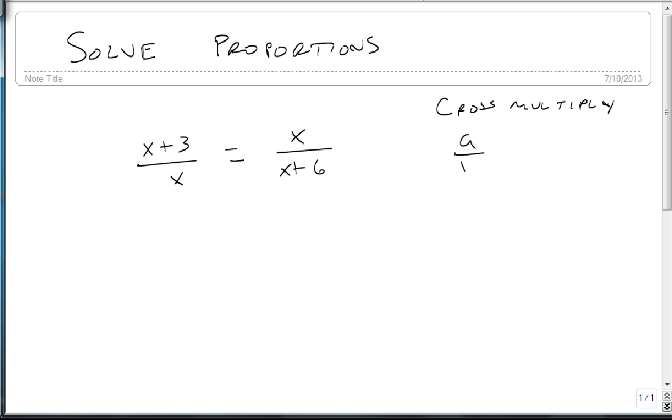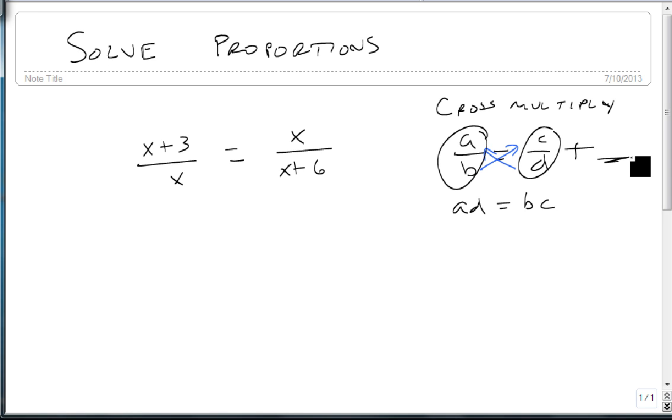And we do that if we have a over b equals c over d. We can do that by multiplying the b up to that side and the d up to that side and getting AD equals BC. And we can only do this if we have ratios or rates. If we have a plus sign and something else over here, then we can't do it. So if those are missing, then we can do it, which is what we have here.